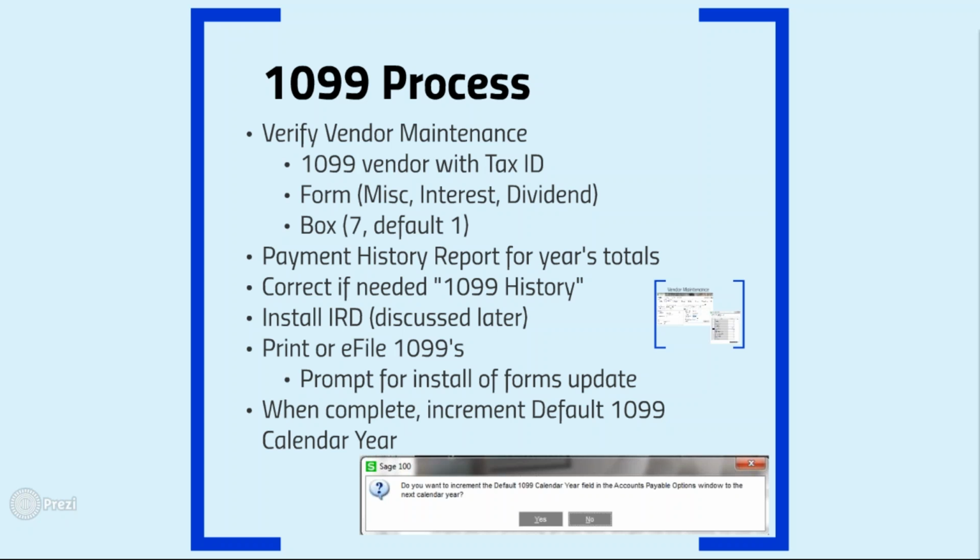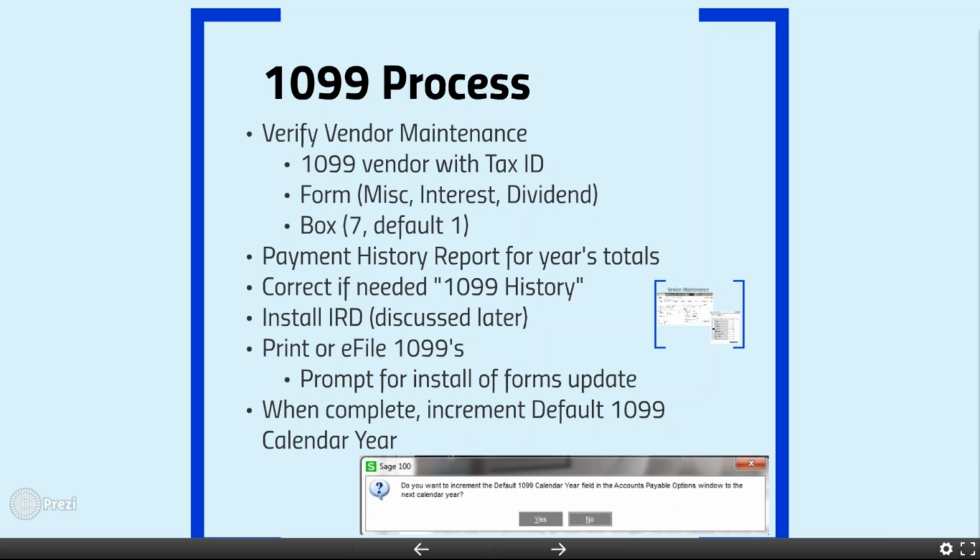And then once the whole process is complete, you'll be prompted and you can increment the default 1099 calendar year. It doesn't delete anything. All the year's history is still there based on your historical setup options. That's just the default year that shows up when you're processing.